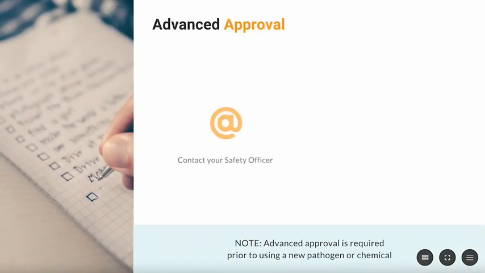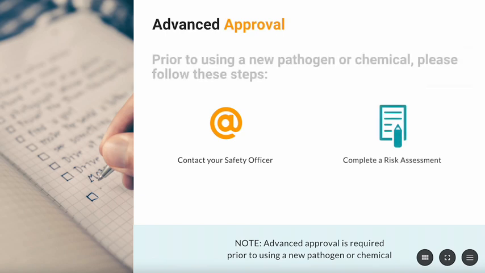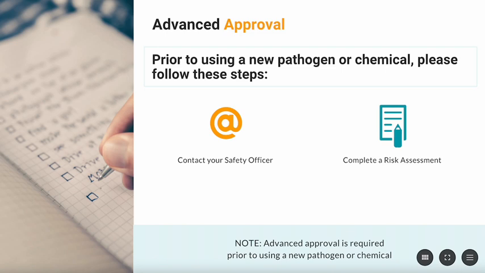Advanced approval is required before using any new pathogen or chemical in the laboratory. The process for obtaining approval includes the following steps. Contact your safety officer, who will guide you through the approval process and provide you with any necessary forms or documents. Complete a risk assessment. This will evaluate the potential hazards associated with the use of the new pathogen or chemical, and identify any necessary precautions to minimize the risks.